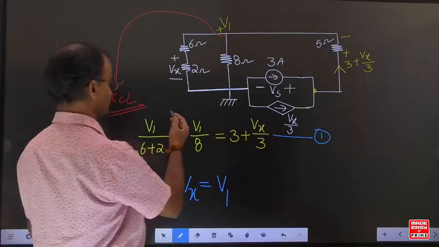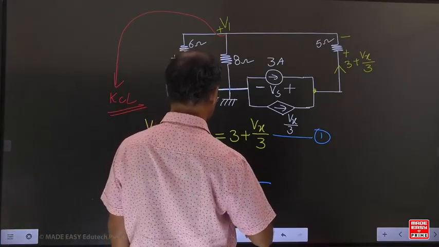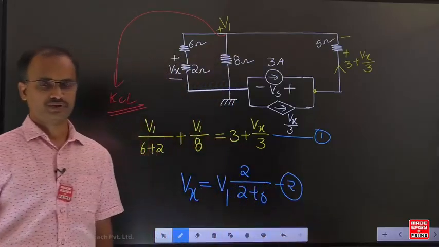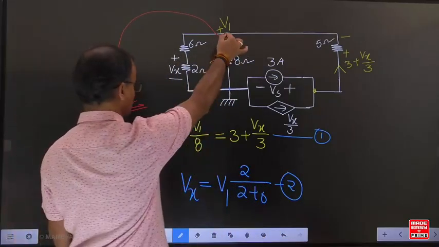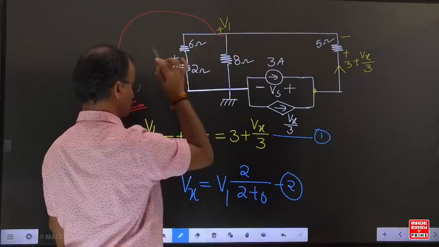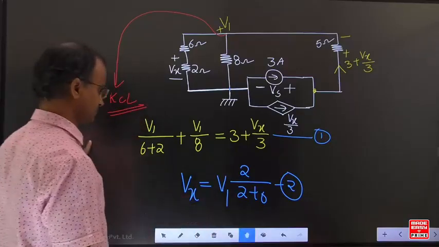Can I write this here? Vx equals total voltage into similar resistance by total resistance. The voltage of this entire branch is V1, and V1 is distributed between the first element and the second element. Simply we are applying the voltage division technique.